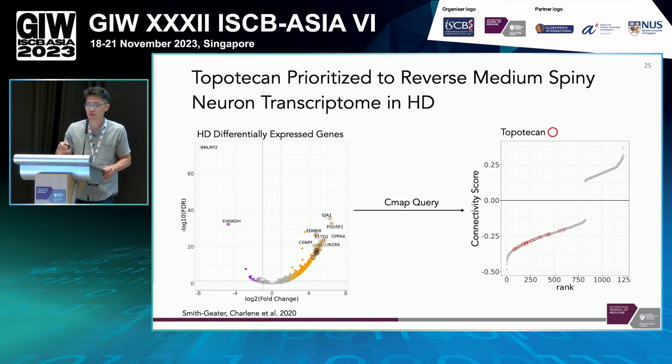What I found is that when I queried the Connectivity Map database, the drug topotecan consistently and significantly reverses the Huntington's disease profile. This plot on the right shows the connectivity score against the ranks of all the drugs in the Connectivity Map, where each gray dot represents a particular drug, and the red circles represent the score and rank of the drug topotecan. From this, one might think that in silico predicts that topotecan is effective in Huntington's disease, but does it actually work in vivo?